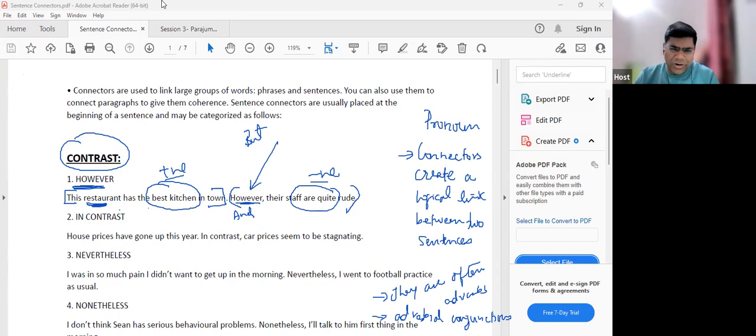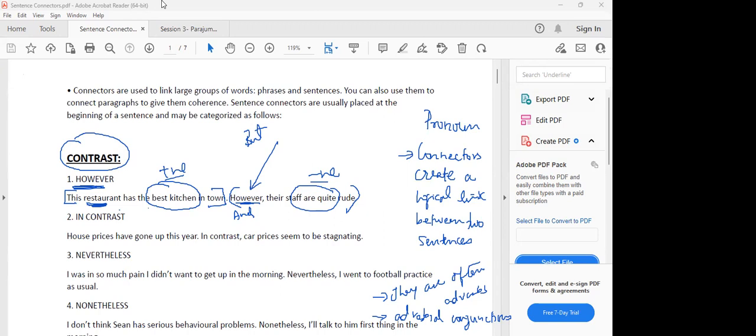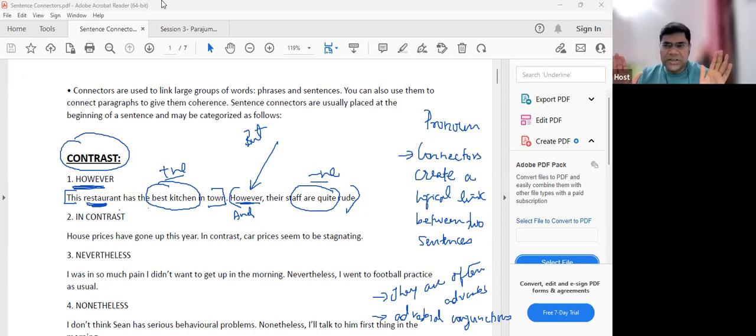But is a very strong contrast. However is just a minor contrast. Did you understand or not? But is a very strong contrast. However is a minor contrast. This is the difference. Yes, I got it, sir. Is everyone understanding? Everyone is clear about however.